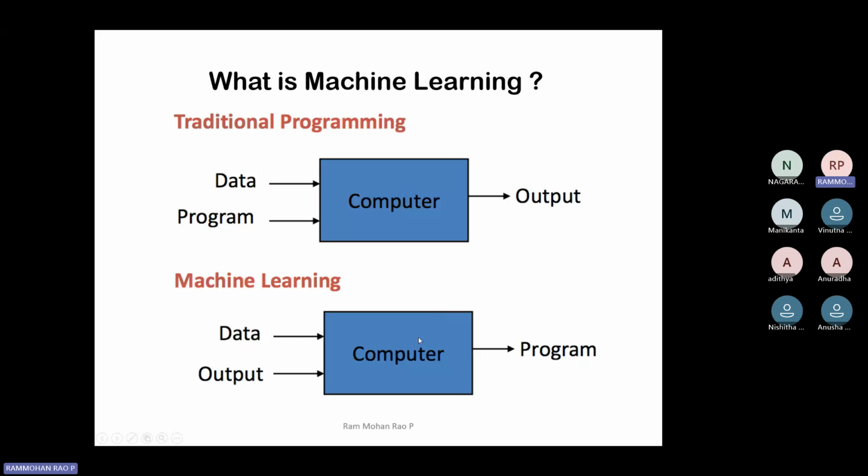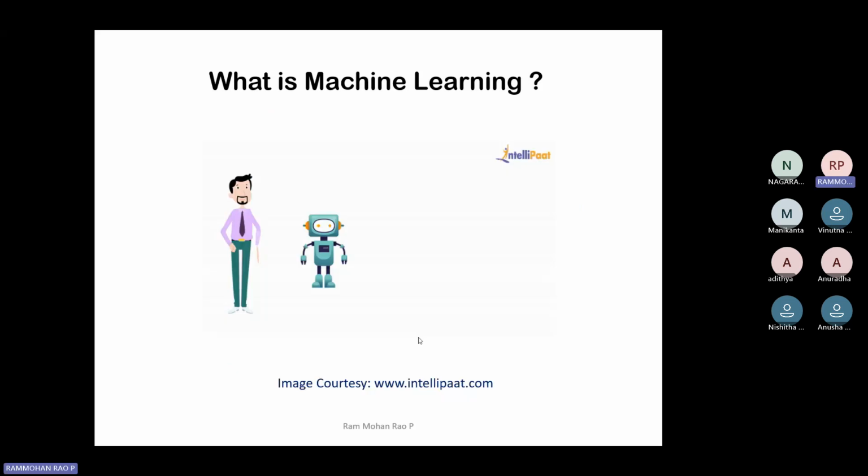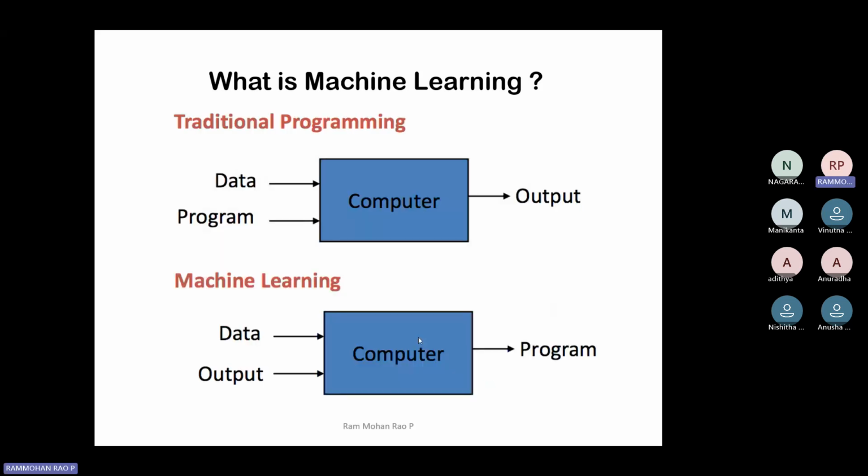In machine learning, we give data and output to the machine, and the machine will try to generate a program. That program will be used for further applications. Just observe this. The next slide is one small animation. Please try to observe this so that you understand what ML is.